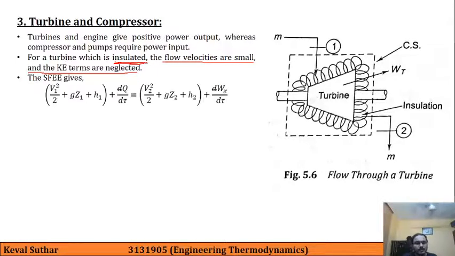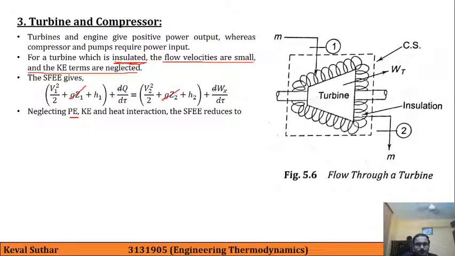Now the SFEE equation is this: V1 square by 2 plus GZ1 plus H1 plus d cut q upon d tau is equal to V2 square by 2 plus GZ2 plus H2 plus d cut Wx by d tau. So here this is our general equation, and now for this case of turbine we are going to neglect the potential energy term, that is GZ1 and GZ2 will be neglected.